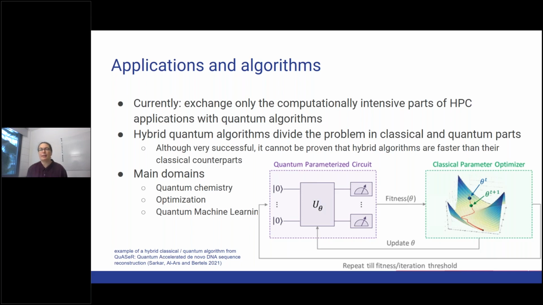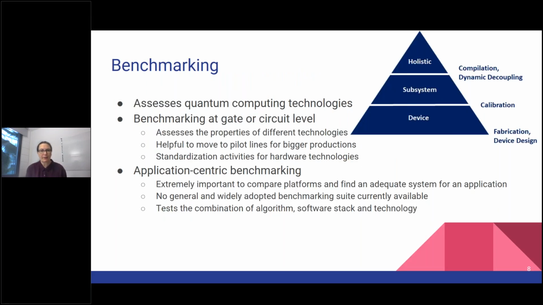The next page is on benchmarking. Benchmarking assesses the quantum computing technologies, and I've shown here a pyramid of the benchmarking. So you can do it on different levels. You can do it on device level. There you would check the fabrication and device design. On subsystem level, you would check the calibration, and on a holistic level, you check much more like compilation, or if you do it for an application, you would also check how fast the application runs.